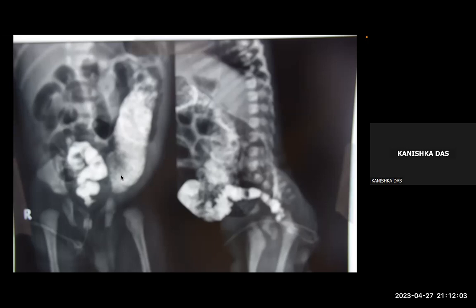Okay. And what are the other criteria? One is short segment, rectosigmoid. What else?